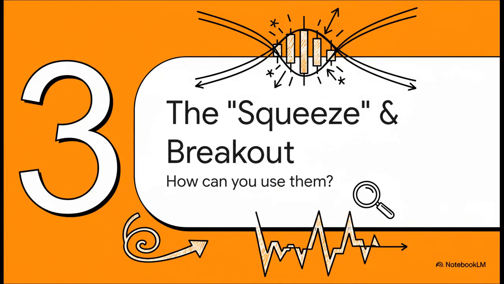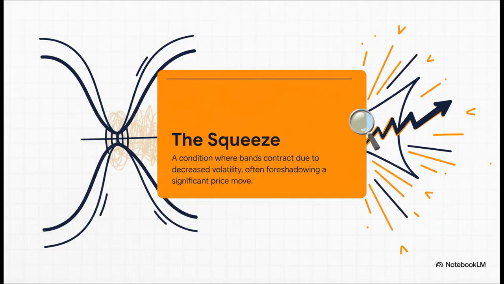Which naturally brings us to one of the most popular strategies that traders use with this tool, spotting something called the squeeze, and then trading the breakout that follows. So the squeeze is exactly that period of low volatility we were just talking about. You can literally see it on the chart, when the upper and lower bands start moving closer and closer together, almost squeezing the price. Traders get really interested when they see this pattern, because it's often a clue that a big price move, an explosion really, could be just around the corner.